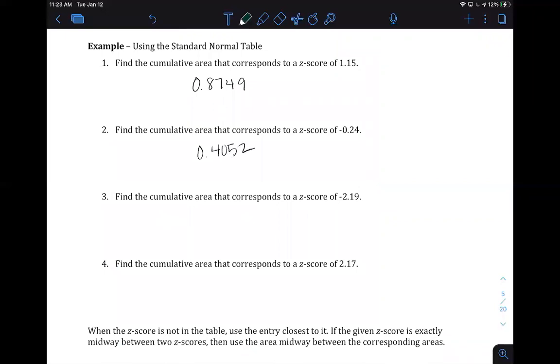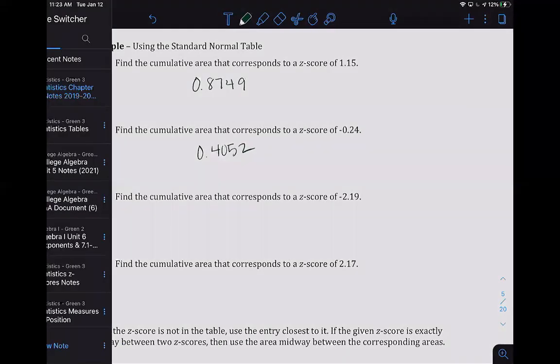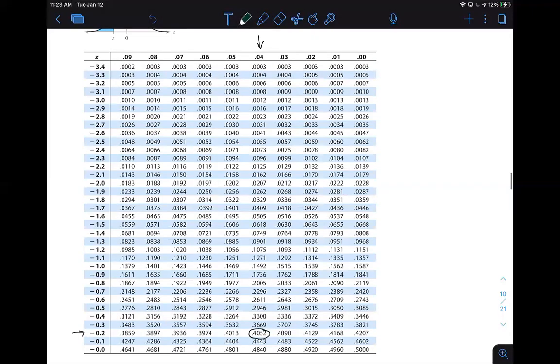Okay, what about for a z-score of negative 2.19? So you're staying on that same page. Go to negative 2.1. And then you're looking at 0.09. And what is that area going to be? 0.0143.